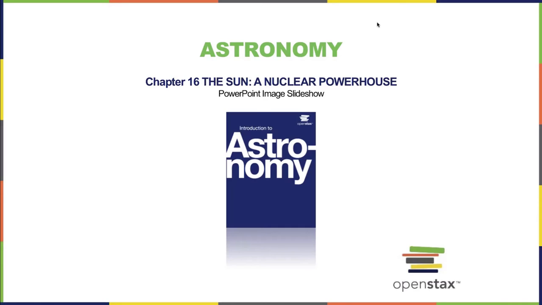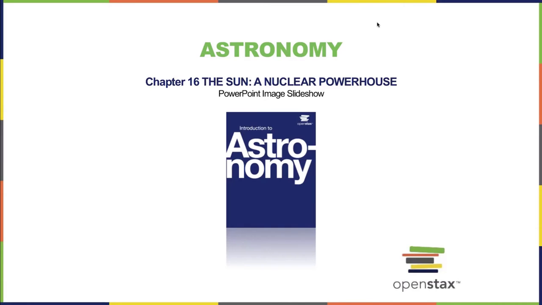There are two chapters in the book that cover the sun, chapter 15 and 16. I'm actually going to cover them in reverse order. And so this will begin our study of chapter 16, the sun, and particularly what makes the sun go, what powers the sun. And that's our goal for this chapter and for this class.